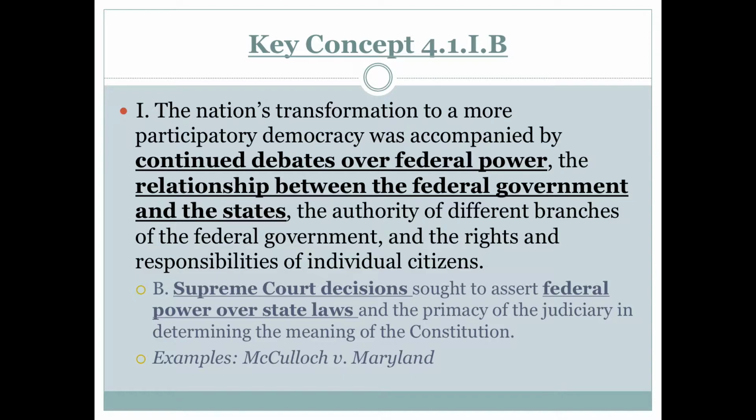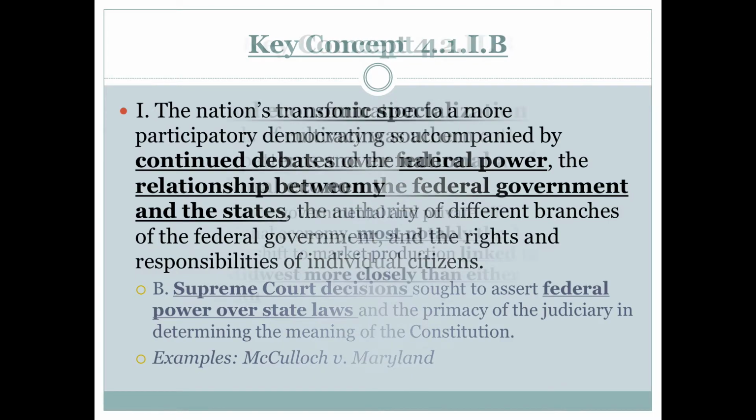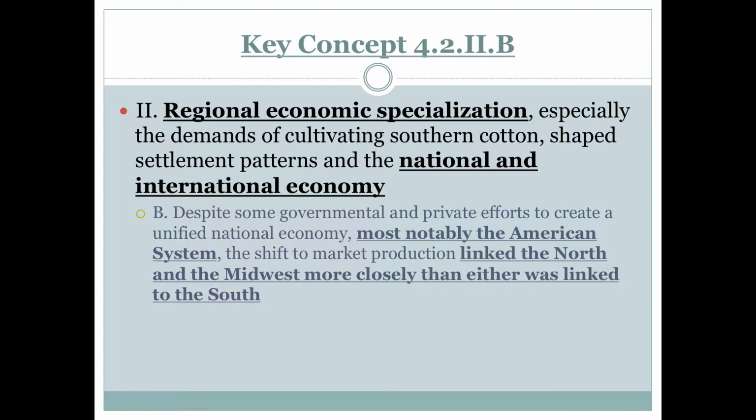The Supreme Court has had certain decisions from the John Marshall Court that also assert the federal power over state laws. And one example, and we'll talk about it a little bit today, and we've talked about it in the past, is McCulloch versus Maryland. This is where the state of Maryland tried to tax a branch of the Bank of the United States. And we had talked about that in class. Hopefully you remember that. We're also going to be looking at key concept 4.2, point Roman numeral 2, point B.